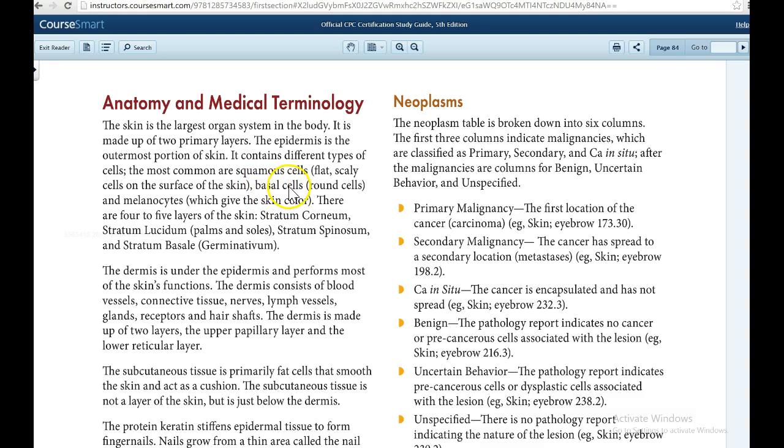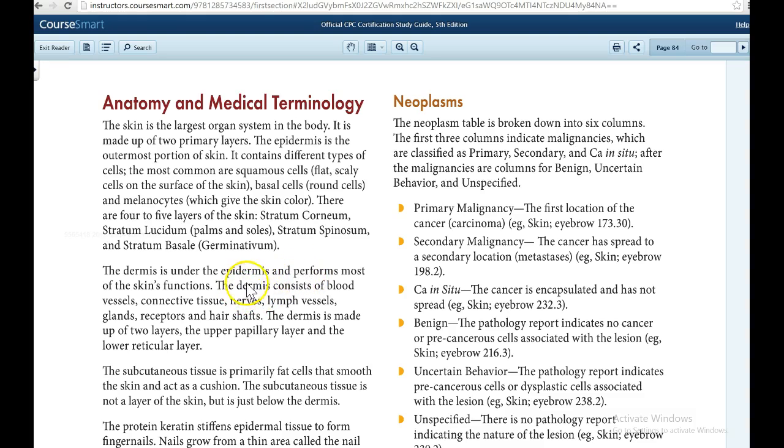Then you have your basal cells, which are round cells, and melanocytes, which are the color pigmentation of the skin. There are 4 to 5 layers of skin. You have the stratum corneum, the stratum lucidum, found in the palms and the soles of your feet, the stratum spinosum, and the stratum basale. So the dermis is under the epidermis and performs the most functions of the skin.